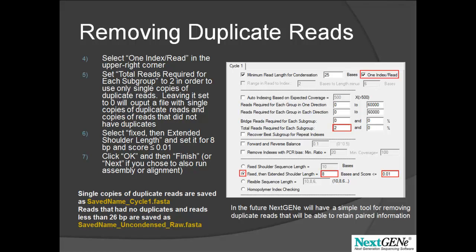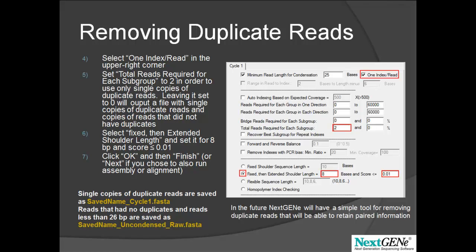Next, set total reads required for each subgroup to 2. Leaving it set to 0 will keep non-duplicate reads. Finally, select Fixed then Extended Shoulder Length and set the length and score to 8 and 0.01 respectively. Select OK and then click Finish to run the analysis.